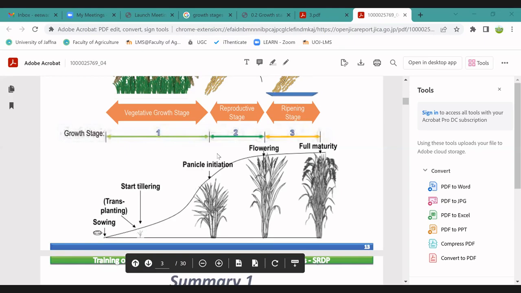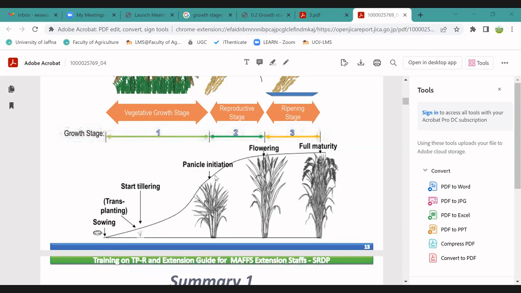Can you understand that? Is that clear to you? Yes. So the vegetative stage is from the planting, where you can plant as a seed or as a seedling, so you can establish the crop. Right up to the panicle initiation, what we have is the vegetative stage.